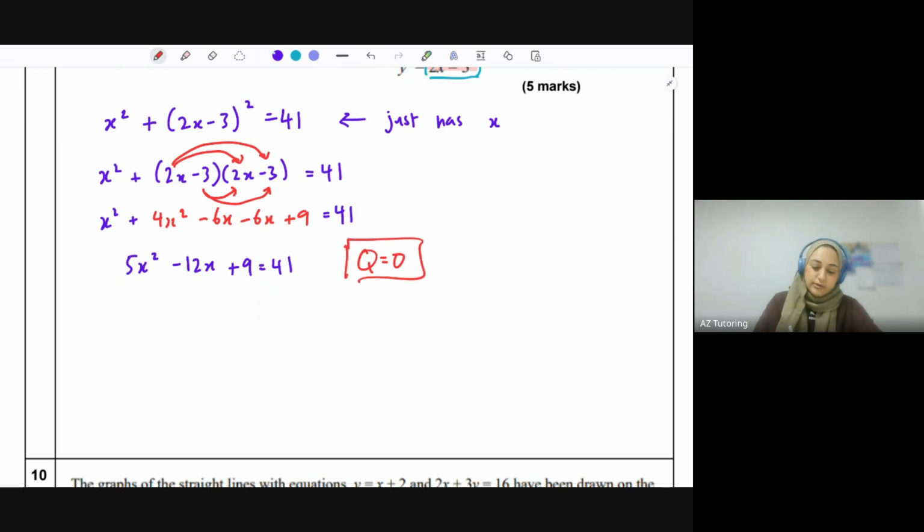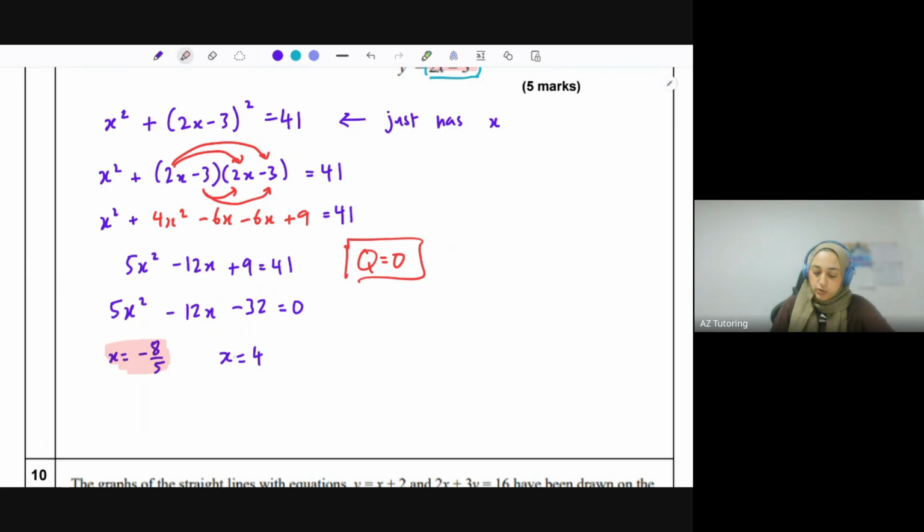That should be popping in your mind. So I need to minus the 41 to the left-hand side. 5x squared minus 12x plus 9 minus 41. I get minus 32, and that equals 0. Make sure I got that right. Yep, that's right. So now you can use one of the methods above to solve this. I'm not going to do that now just because we've not got a lot of time. So you can use the quadratic formula or you can use the AC method. But the two answers that you end up with, you get x equals minus 8 over 5, and you get x equals 4.